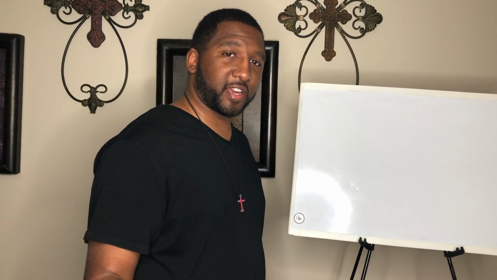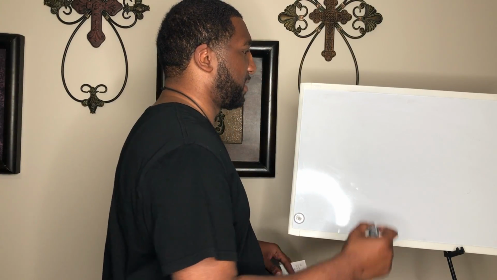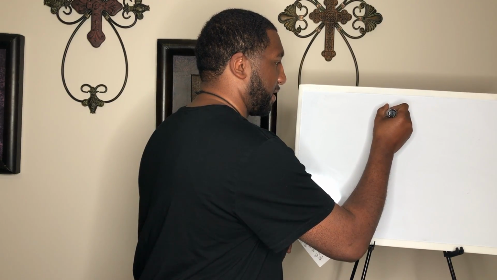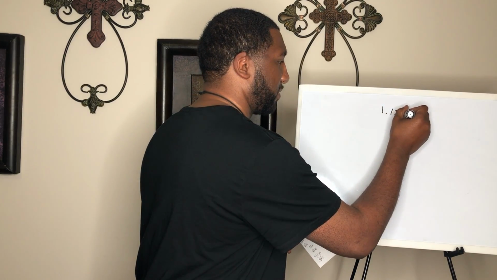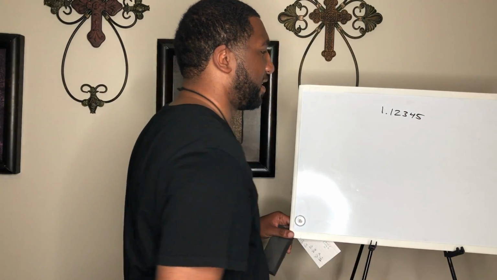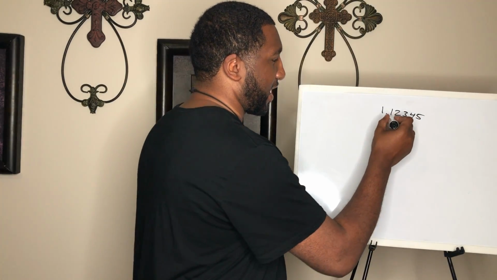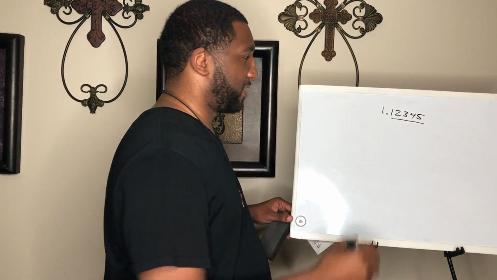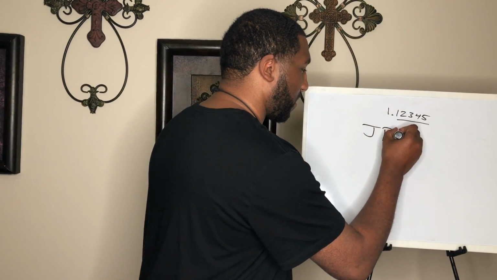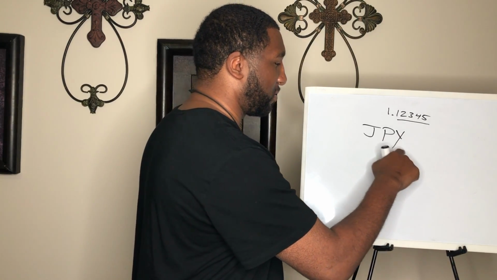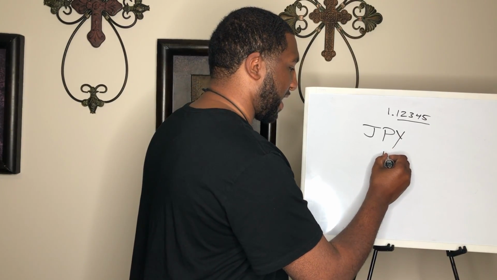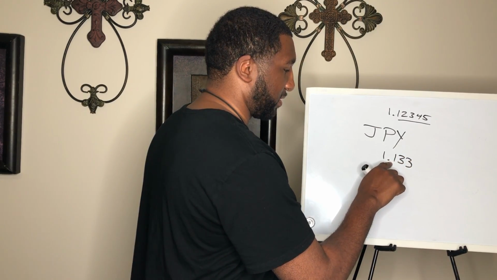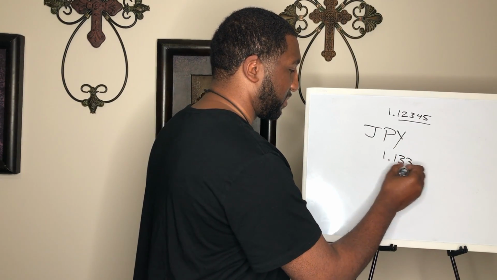Any pair you trade is going to look like this, 1.12345. Let's just say that. Any pair you trade will have 5 numbers after the decimal point, except for JPY pairs. Any pair that has JPY in it is only going to have 3 numbers after the decimal point, all right?